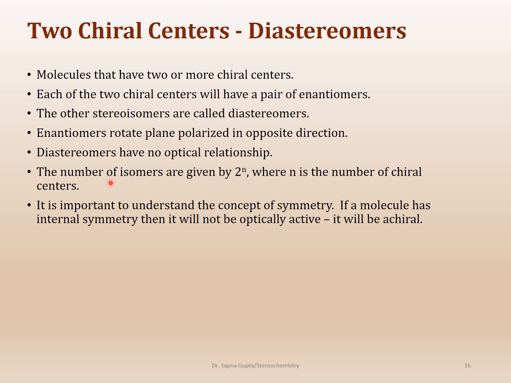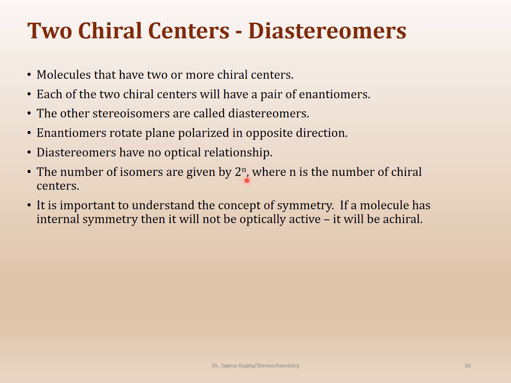The number of isomers that are formed according to the number of chiral centers is 2 to the power of n. N is the number of chiral centers that you have. So for example, if you had only one chiral center, you would have two stereoisomers, which two of them are going to be the enantiomers.